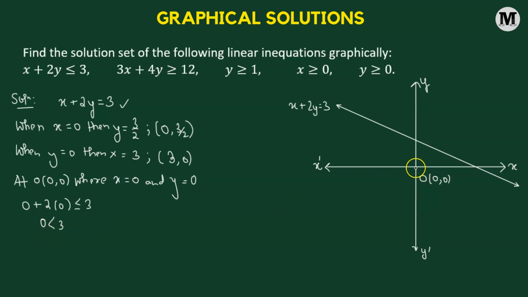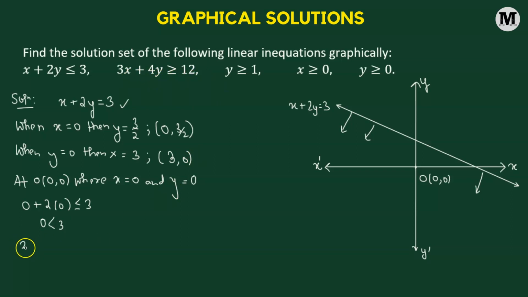Now that only tells us that the region which contains the origin 0, 0 is going to satisfy the inequation x plus 2y less than or equal to 3. In other words, we have to consider the region that is below the line x plus 2y equals 3, because that region includes the origin. So this is going to be a solution to the given linear inequality x plus 2y less than or equal to 3. Using the same approach, we're going to consider 3x plus 4y greater than or equal to 12.